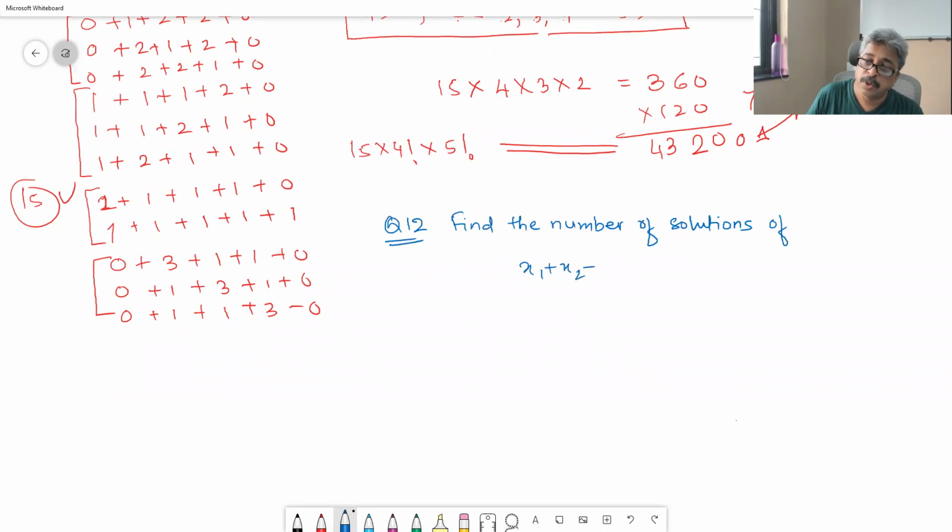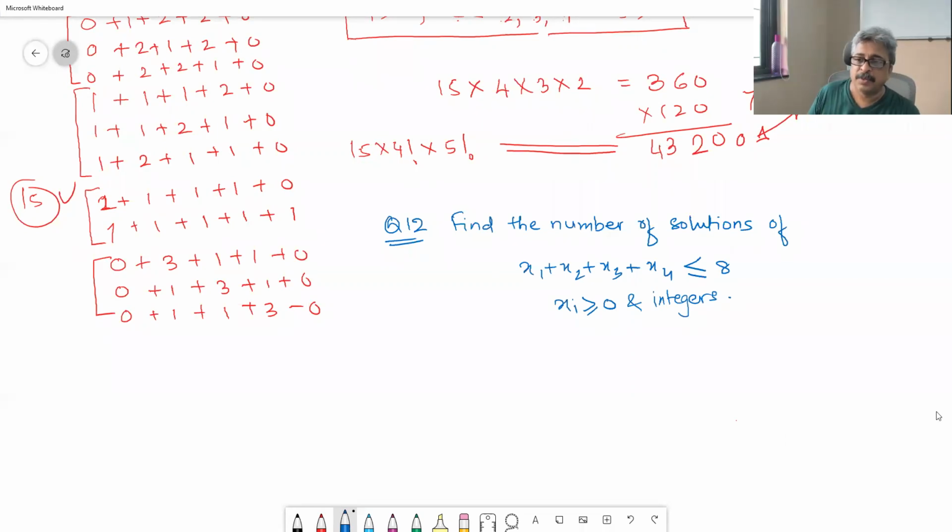x1 plus x2 plus x3 plus x4 is less than or equal to 8, xi greater than or equal to 0, and integers. Yes, show me the answer in elbow notation.